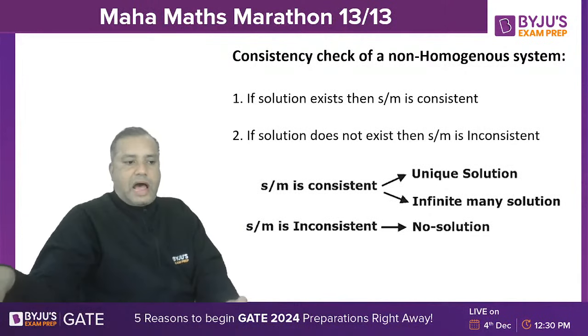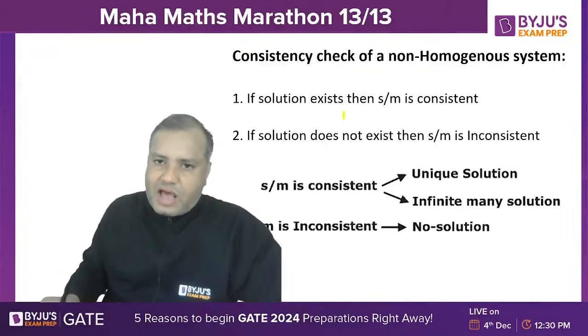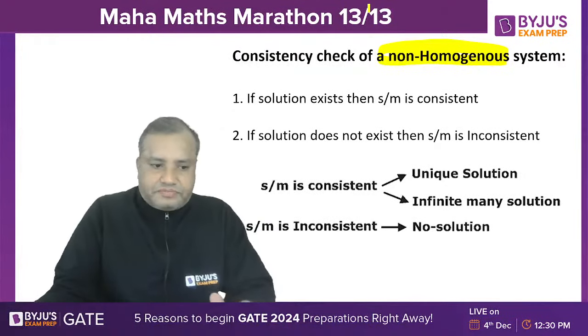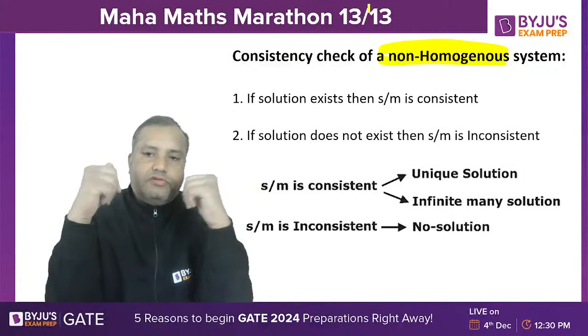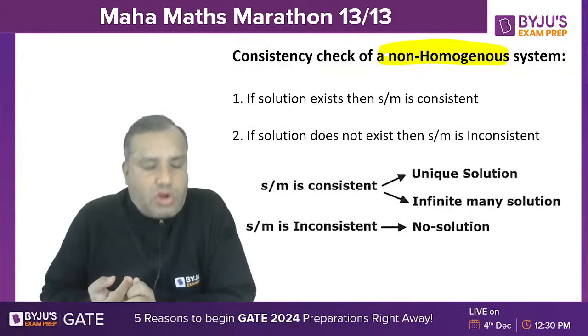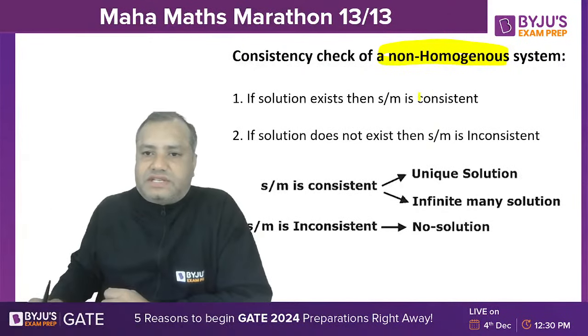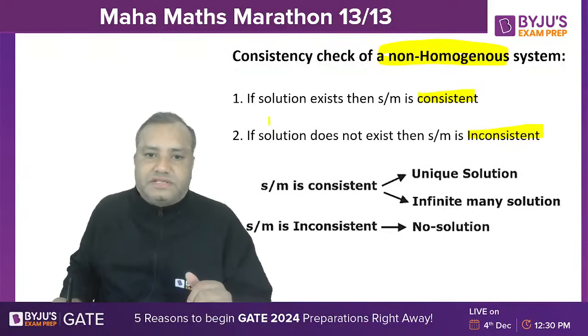Now, after covering the concepts of homogeneous system, we are entering the concept of non-homogeneous system. For a non-homogeneous system, we do the solution analysis in a manner whether a solution exists or not. If a solution exists, that system is called a consistent system. If a solution does not exist, that system is called an inconsistent system.